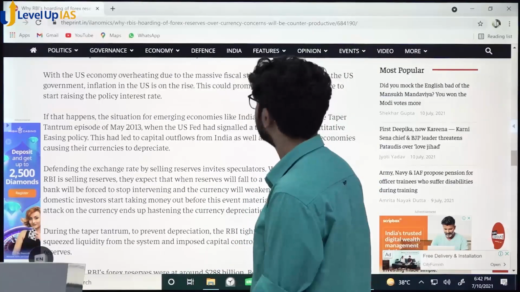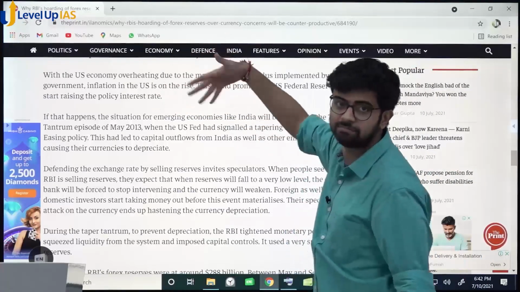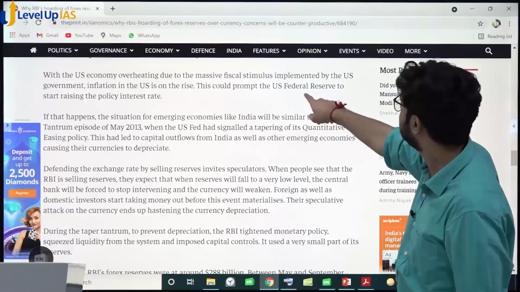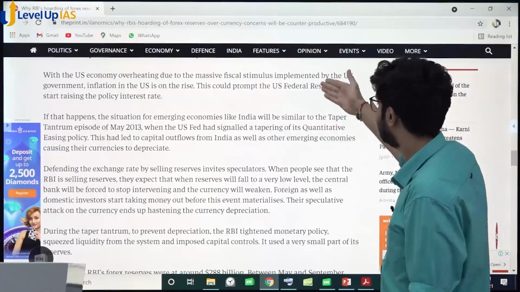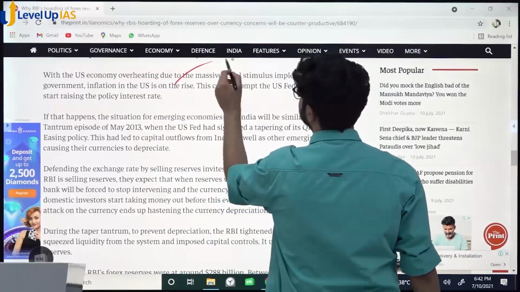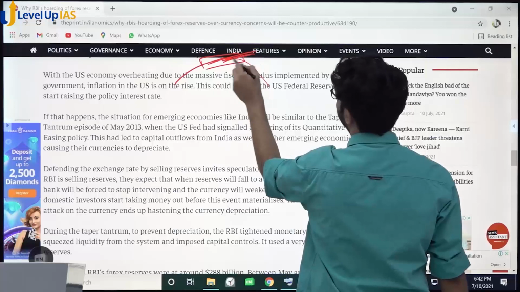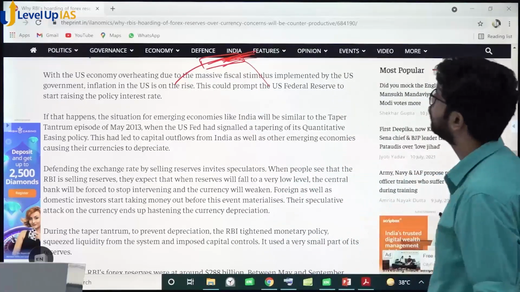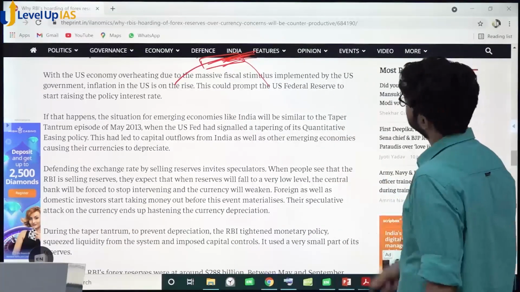Simple. Okay. With the US economy overheating, which means inflation, due to massive fiscal stimulus implemented. Overheating due to massive fiscal stimulus. So are we not talking about this part here? This part, yes or no? Overheating हो रहा है, ठीक है? With the US economy overheating due to massive fiscal stimulus implemented by US government, inflation in US is on the rise. Very good. We know this.